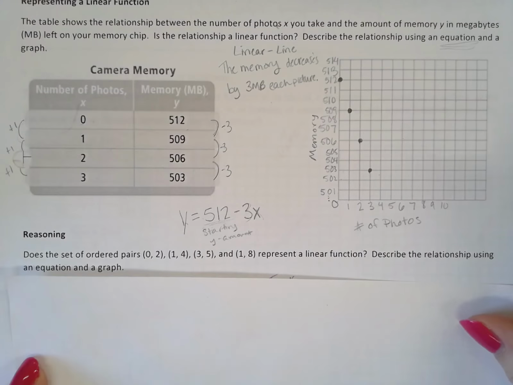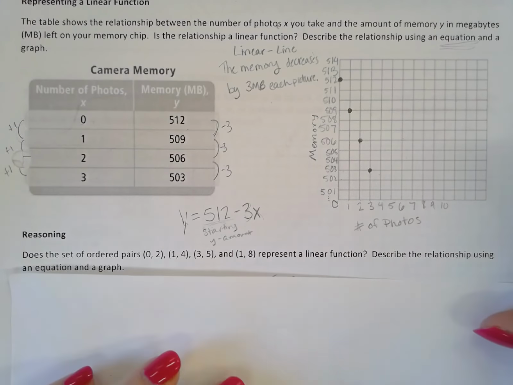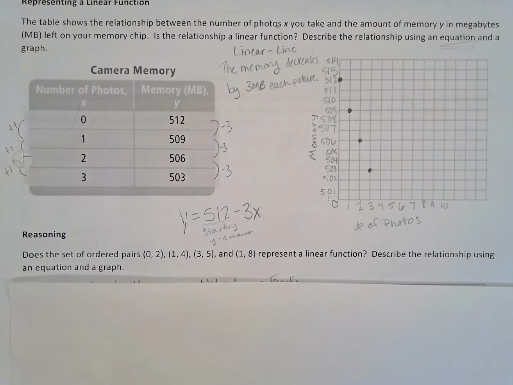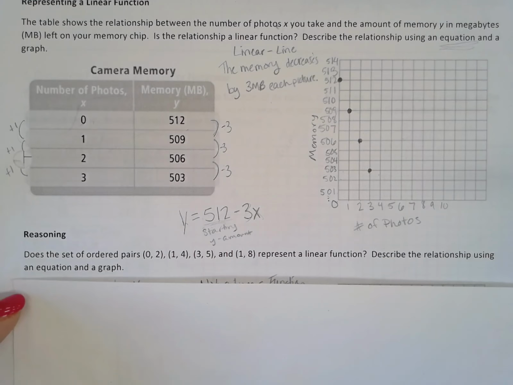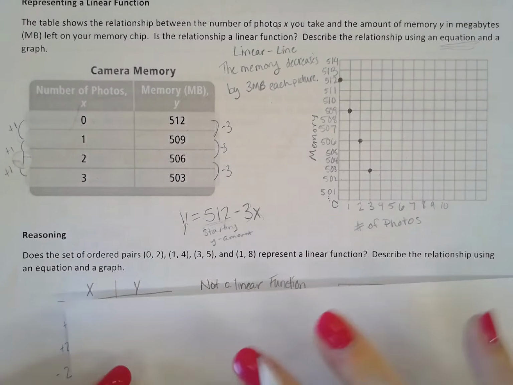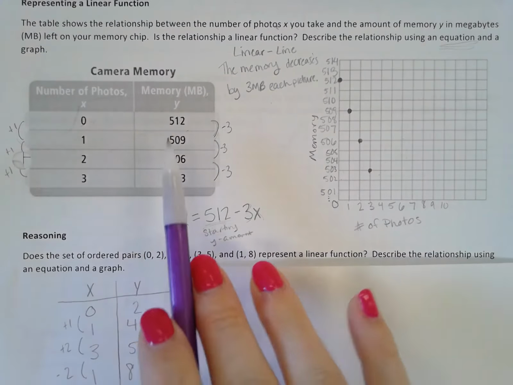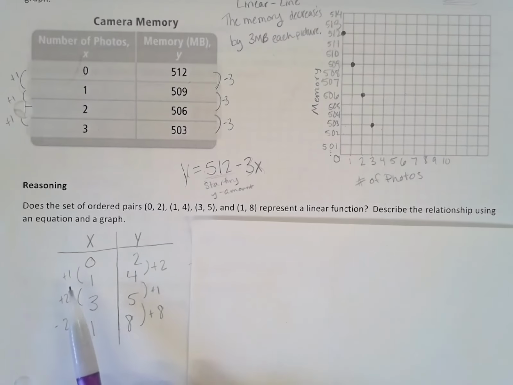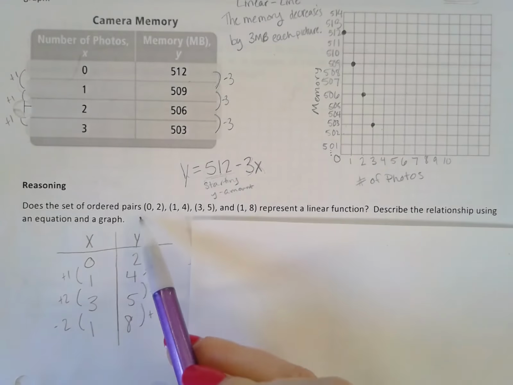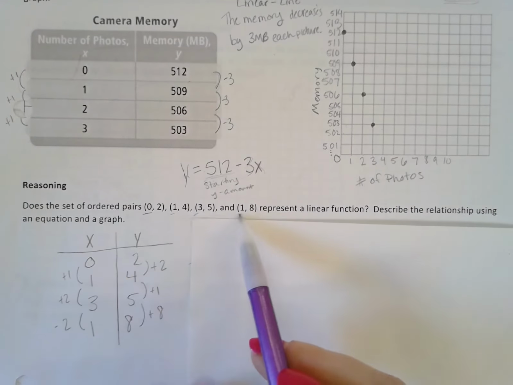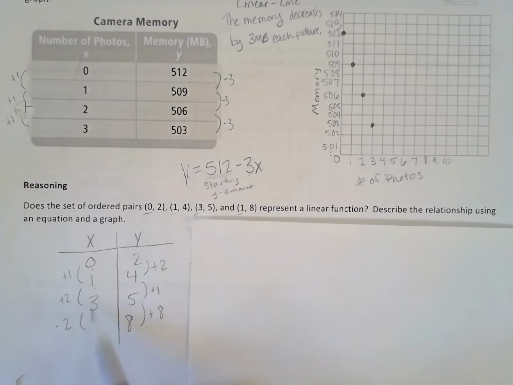Problem number 2 says, does this set of ordered pairs (0, 2), (1, 4), (3, 5), and (1, 8) represent a linear function? Describe the relationship using an equation and a graph. So we're going to do essentially the same thing we did up here, but we're going to have to make our own table. So I'm going to put the x's into a table, just like they were: 0, 1, 3, 1.